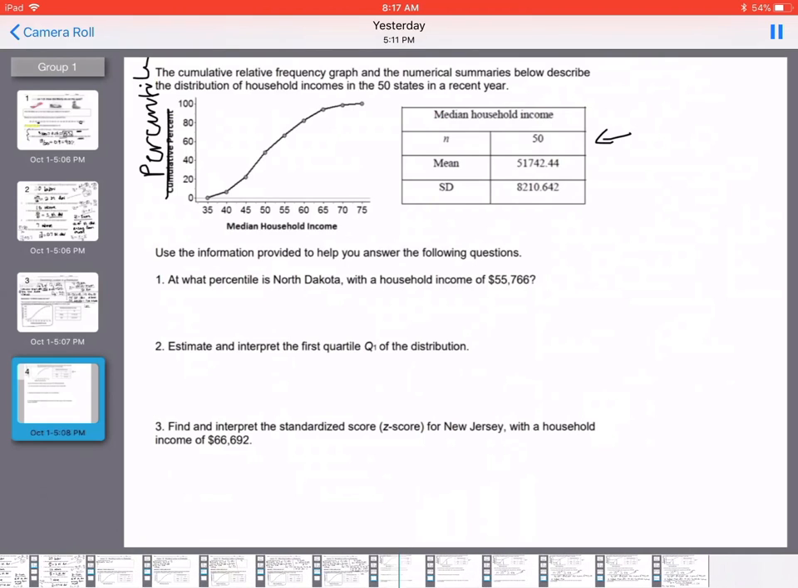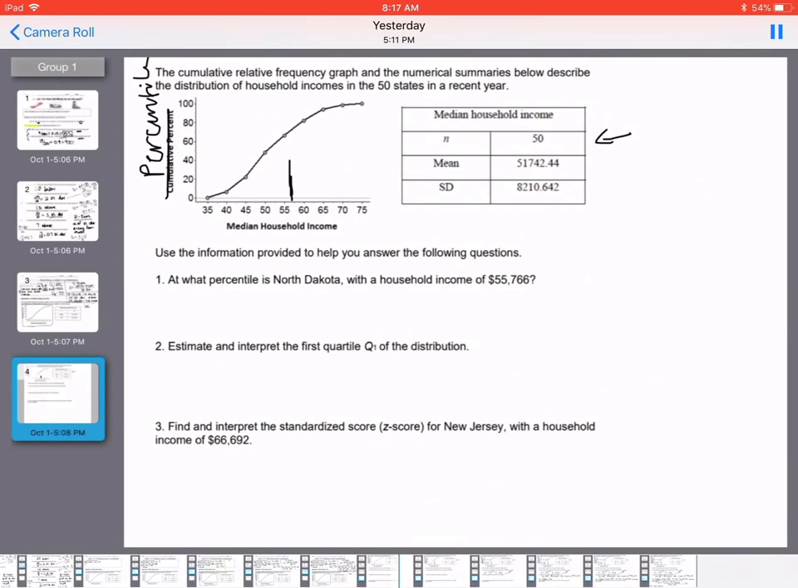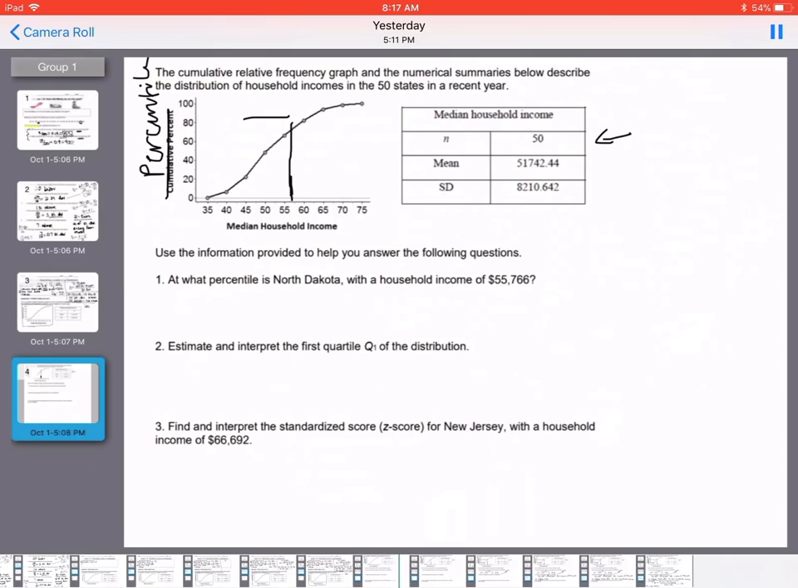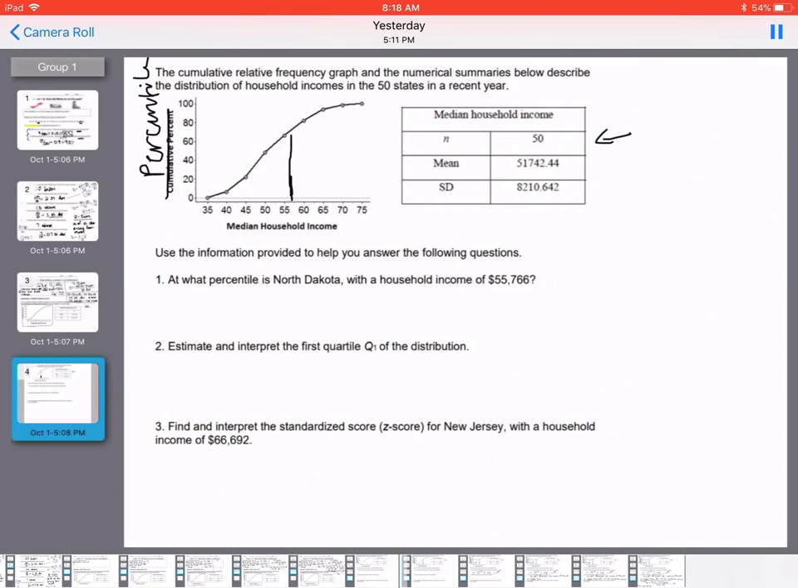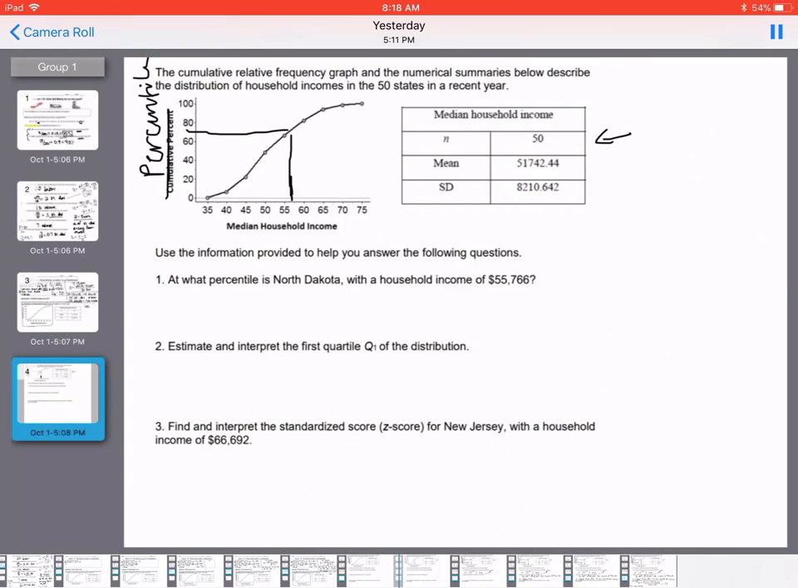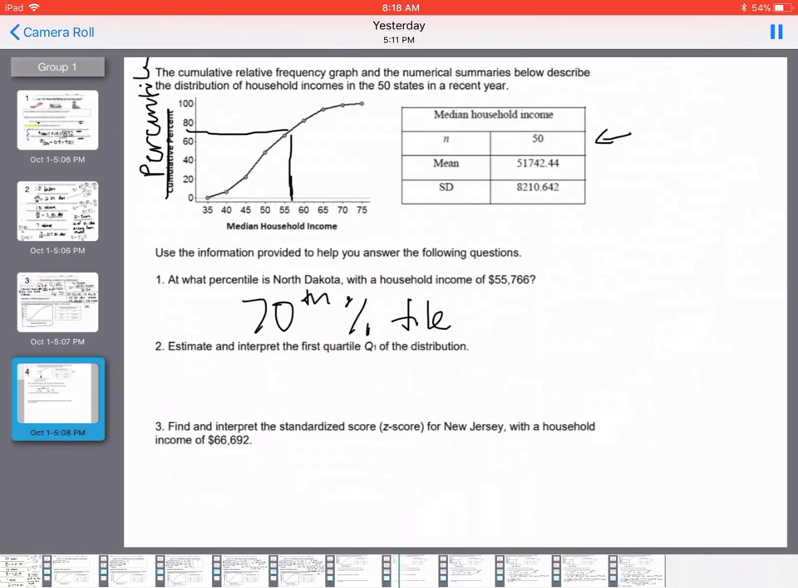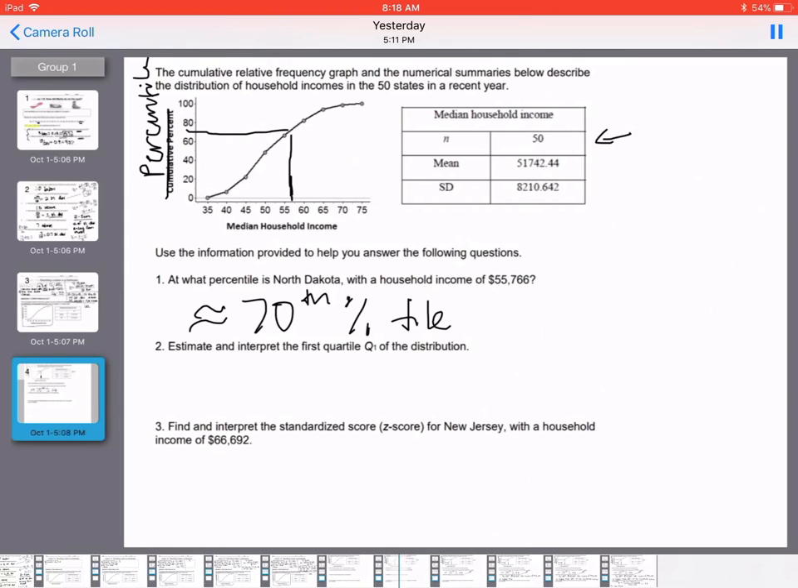So I'm going to go a little bit above here. If I go straight up and then across, I would say it's probably around the 70th percentile, approximately. Estimate and interpret the first quartile of the distribution.